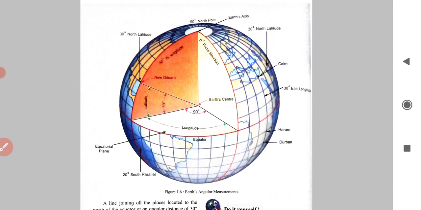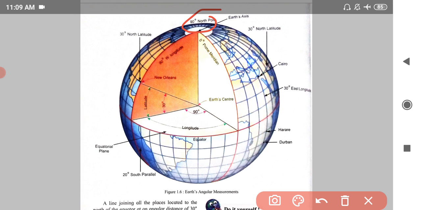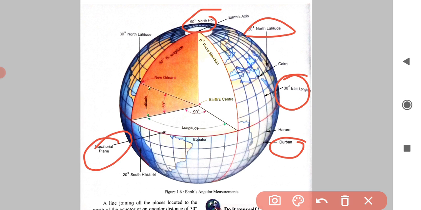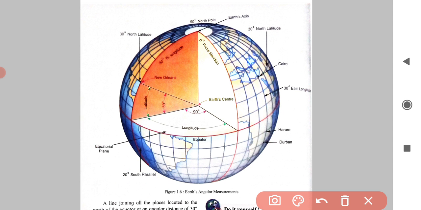Now here you can get the north pole, south pole. This is the figure of earth. Here you can see north pole. This is the earth axis. See, this is the 30 degree north latitude, 30 degree east longitude. Here Durban, equatorial plane, 20 degree south parallel. See, this is the south side, so 20 degrees south parallel they have given here. This is 1.6 Earth's angular measurement.